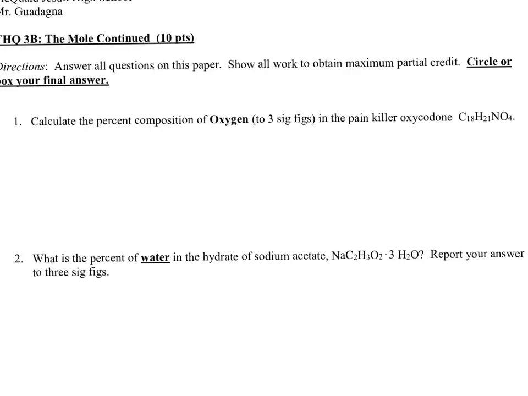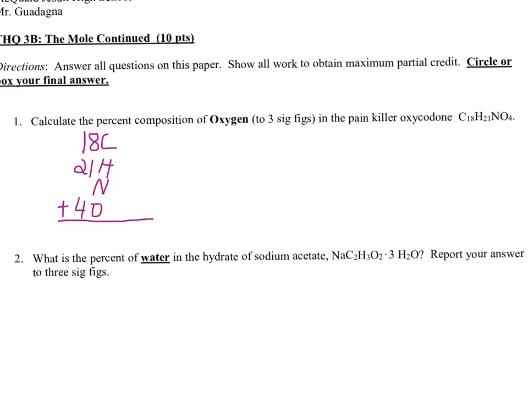Let's chem it up, people, and work on this Unit 3B THQ. Alrighty, here we go. We are going to start with number 1 and calculate the percent composition of oxygen in oxycodone. Oxycodone has 18 carbons, 21 hydrogens, 1 nitrogen, and 4 oxygens.